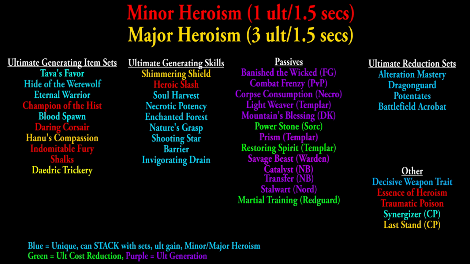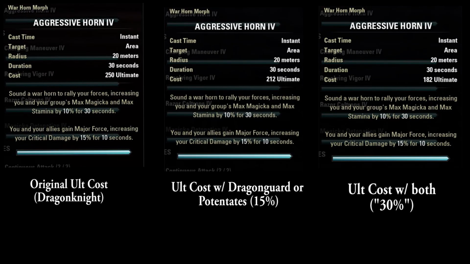Some people may be wondering as well how ultimate cost reduction is affected by wearing more than 1 ultimate cost reduction set. With the example of using Potentates plus Dragon Guard, which totals up to 30% in value if you combine them together, you would think that the ultimate cost of, say, Warhorn, for example, would be 175, down from 250. But with either Dragon Guard or Potentate equipped, it's 212 ultimate, and with both of them equipped, it turned out to be 182 ultimate. So that's 38 ultimate cost reduction for the former, and another 30 ult cost reduction for the latter, which basically means the set bonuses are multiplicative rather than additive.